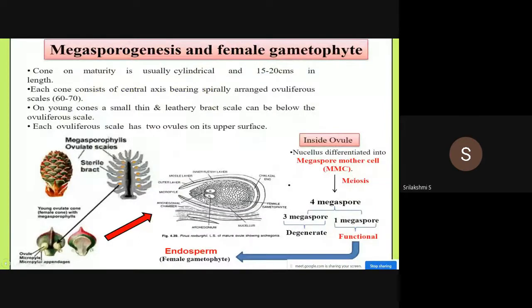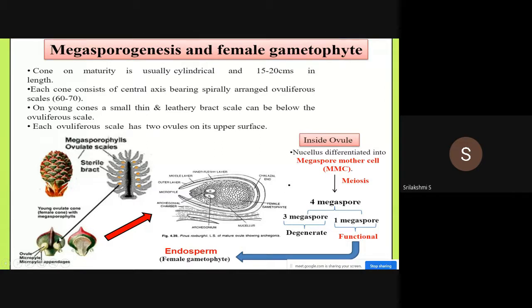Now, if you observe a single megasporophyll on the left side, here also it has a sterile tip, which is called the apophysis. It has a stalk at the base, and on either side of the Bedian scale, or this portion, it shows the presence of a pair of ovules. These are the two ovules, or the megasporangia.